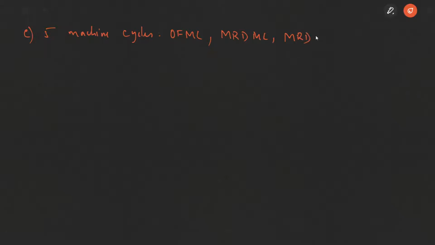Machine cycle. Your memory read machine cycle, your memory read machine cycle. So what are these 5 machine cycles? Opcode fetch machine cycle, we'll decode the opcode, that's as usual. Memory read machine cycle, first of all you have to read the address.